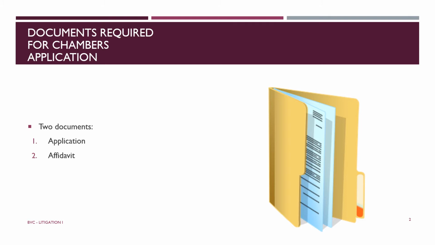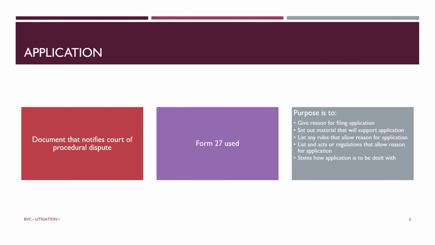The application document's new. We've seen an affidavit, but for a different reason. So let's take a look at these two documents. The application. It is the document that notifies the court of a procedural dispute. Essentially, it says to the court, hey, I'm having an issue with the procedural matter, Court of Queen's Bench, and I need to appear before a master to help them decide how we should be proceeding.